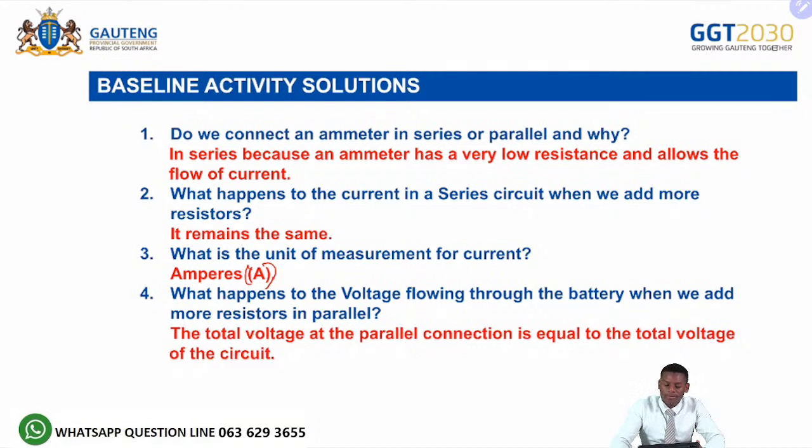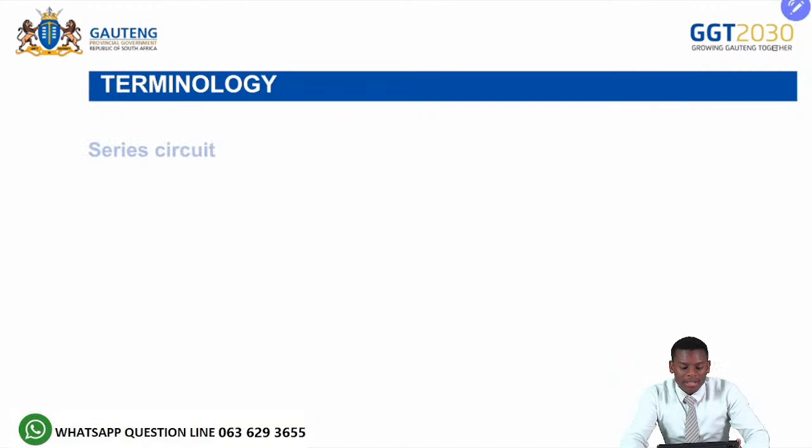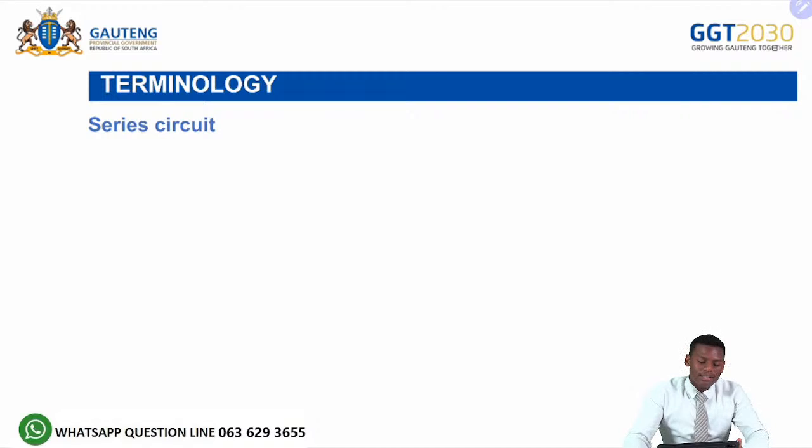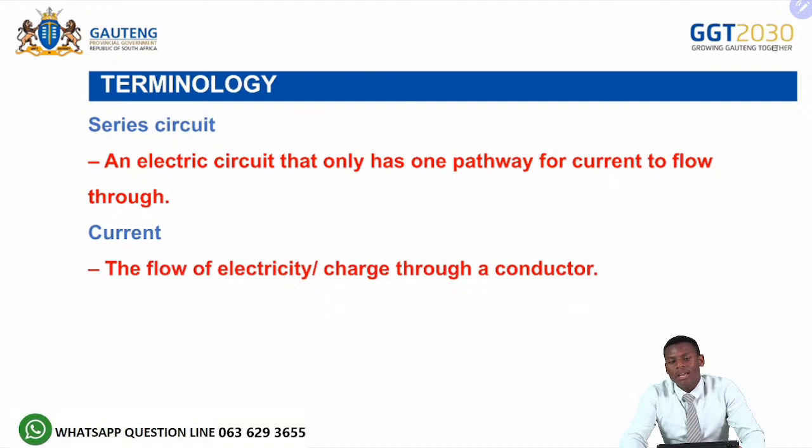Let's move on. So in this lesson, already you should know these key terms. What is a series circuit? A series circuit is an electrical circuit that only has one pathway for current to flow through. You should also know this term, current. What is current? Current is the flow of electricity or charge through a conductor.